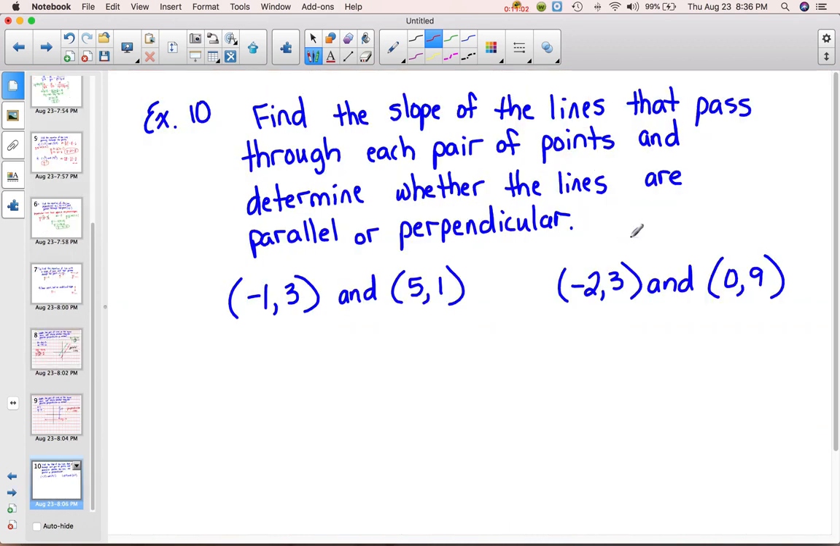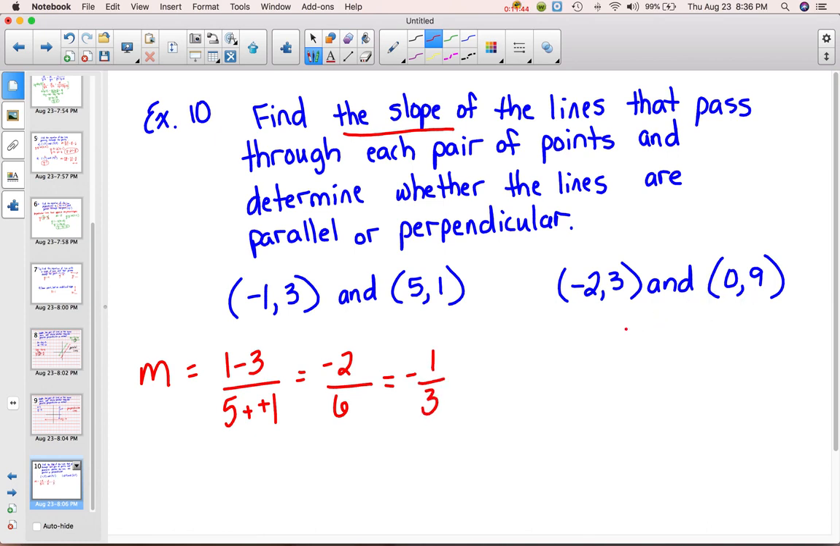And here's our last problem. Find the slope of the lines that pass through each pair of points and determine whether the lines are parallel or perpendicular. Notice, first of all, it does not say find the equations of the lines. That's good, that makes it easier. It just says find the slope and then use that information. So the slope for the first one, I'm going to take 1 minus 3 over 5 minus -1. I just want to remind you, I could have done 3 minus 1 and -1 minus 5, and I'm going to end up with the same value. So I end up with -2 over 6, so I get -1/3.